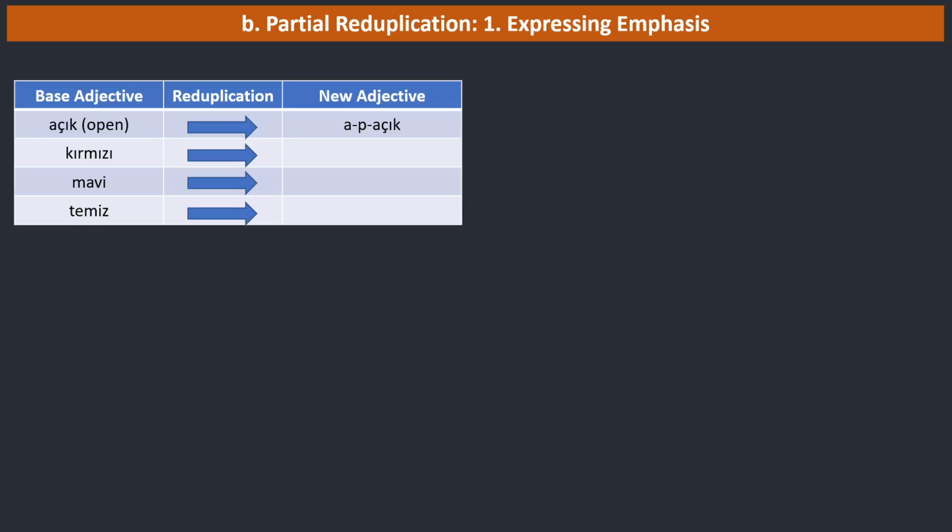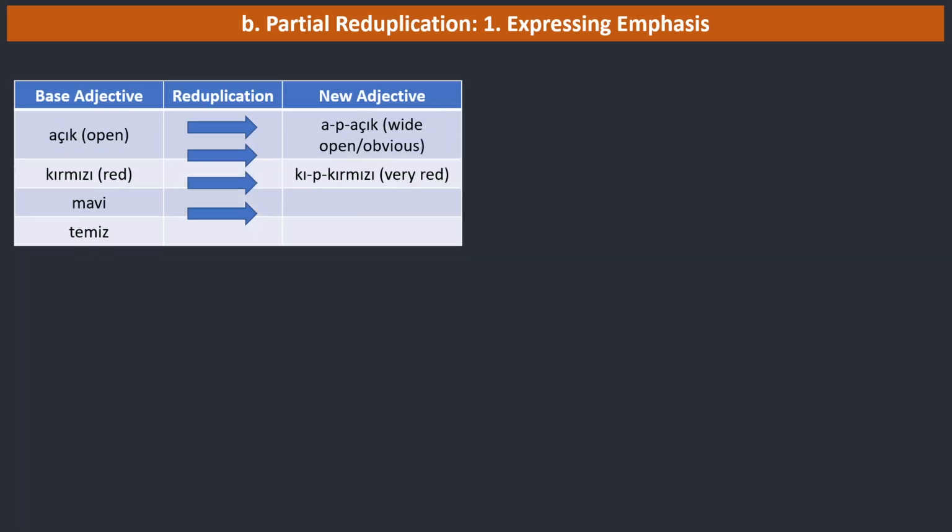Okay, and then kırmızı, which literally means just red. So it starts with a K, which is a consonant. So I will take the first two letters, K. K. I'm using P, kıp kırmızı. I'm rewriting it. Kıpkırmızı, like very red, wide open, or sometimes obvious.